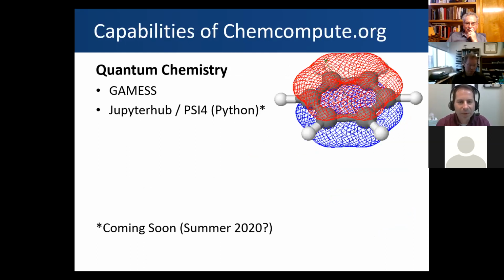So on our website, chemcompute.org, you can do all these exercises. There's a few things that are available. We have what's called Games. Games is another package. Sean mentioned Gaussian and the other one escapes me now. But Games is a third option for calculating quantum chemistry. And so quantum chemistry is about calculating where the electrons are in a molecule and what their energy is.